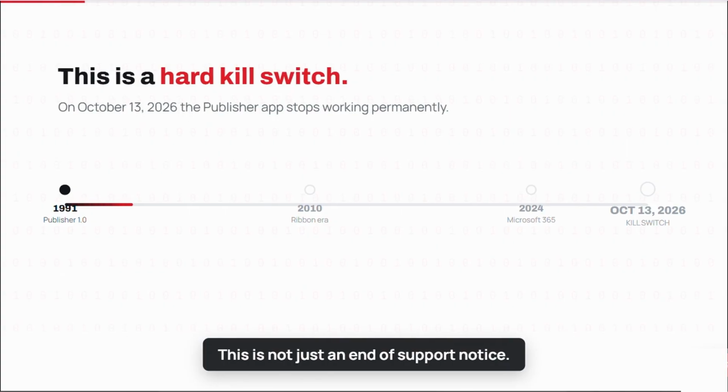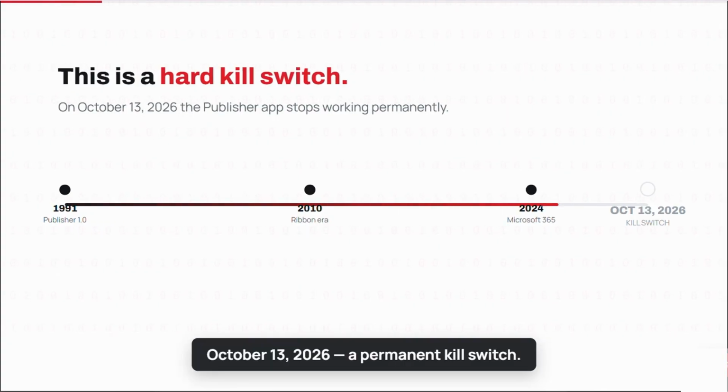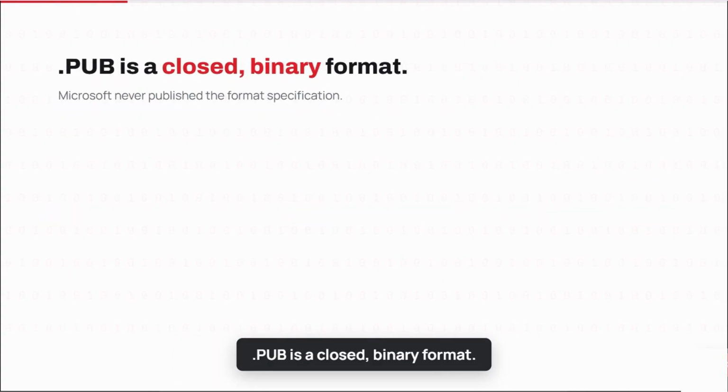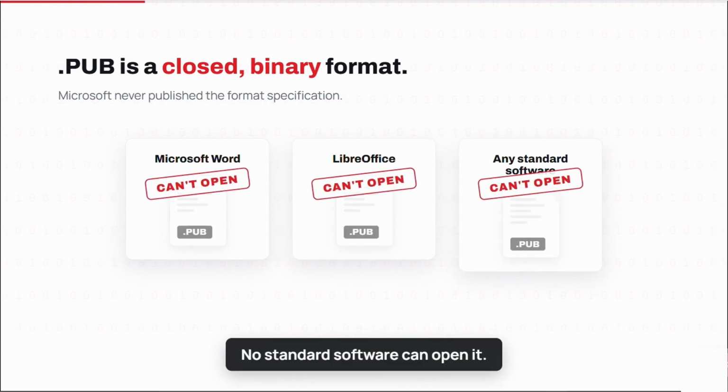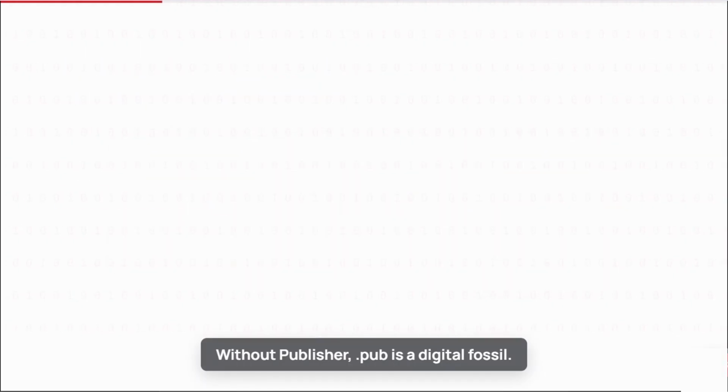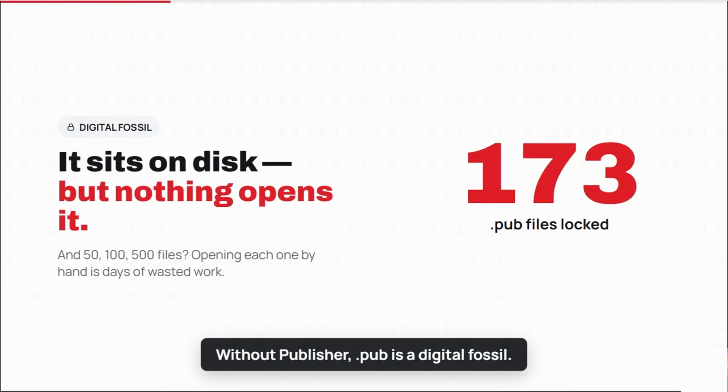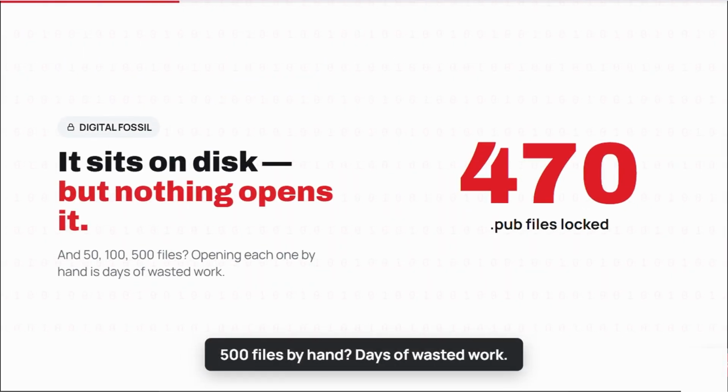This is not just an end of support notice. October 13, 2026, a permanent kill switch. .pub is a closed, binary format. No standard software can open it. Without Publisher, .pub is a digital fossil.